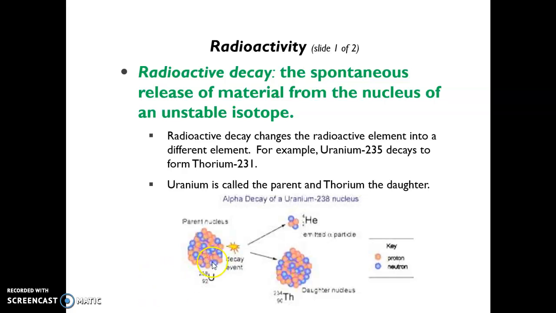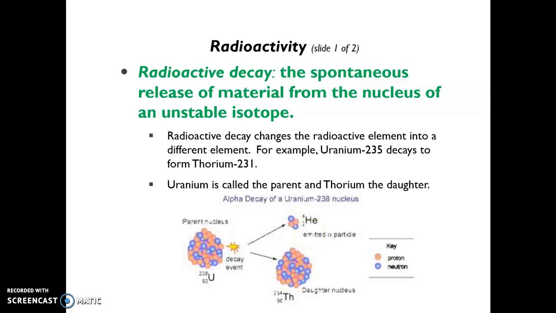So this large unstable isotope decays spontaneously, and when it does, it changes from the original radioactive element, in this case uranium, into a different element or more than one element. So in the case of uranium, it spontaneously decays into helium and thorium. The uranium is called the parent, the thorium and helium are the daughters.